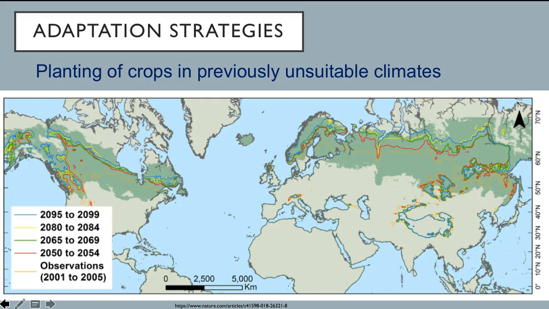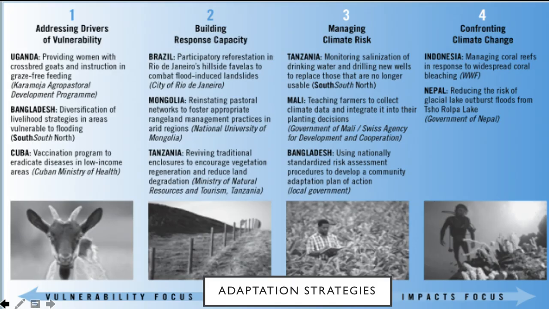We've discussed biome shifts that occur with climate change. As food-growing biomes shift north, we will be planting our crops further and further northward in areas that were previously unsuitable climates for growing. Stop the movie and read through these various adaptation strategies. You'll see a range in approach from vaccination programs to managing coral reefs in response to the impacts of climate change.